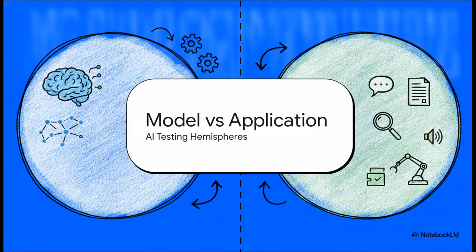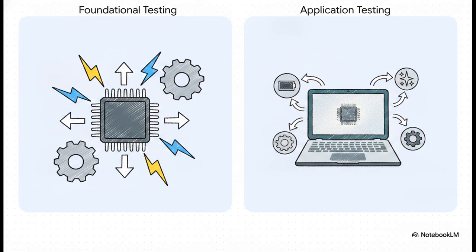Moving on to Section 2, model versus application testing, basically the two hemispheres of AI testing. To truly evaluate AI and actually master this everything blueprint, we need to divide the universe into two distinct hemispheres. It helps to think about it like hardware. Model evals, that's about testing the foundational LLM itself. It's exactly like stress testing a raw CPU or GPU, which is exactly what companies like OpenAI or Google do when they run their tests.